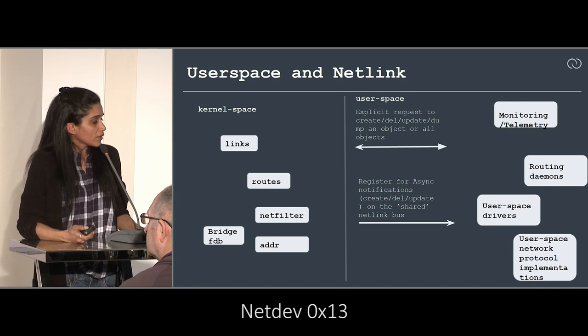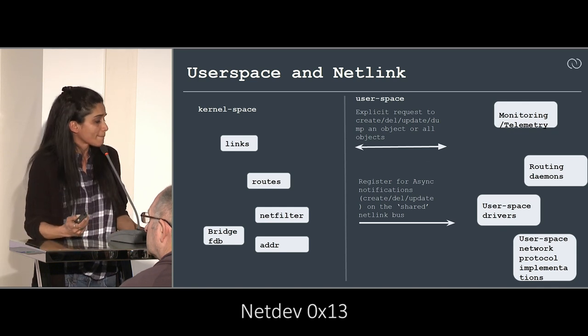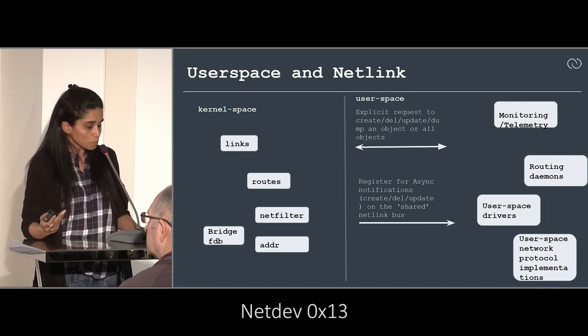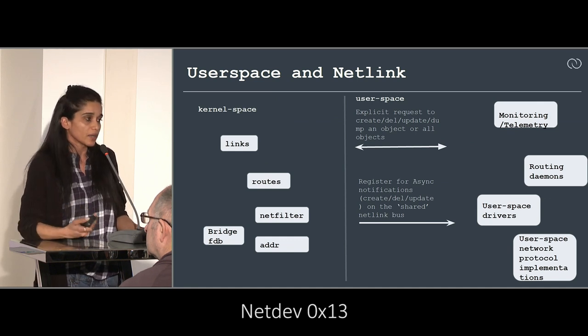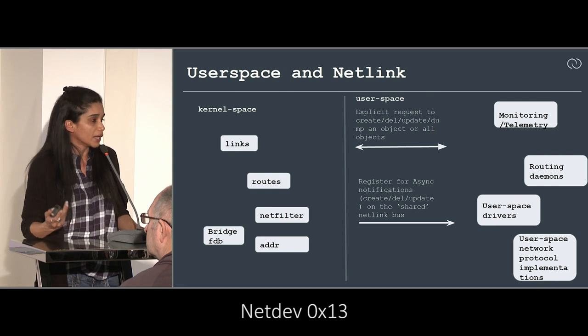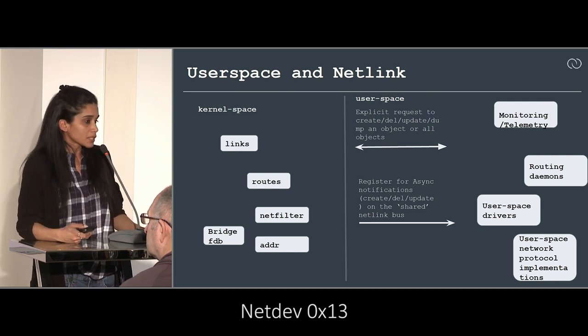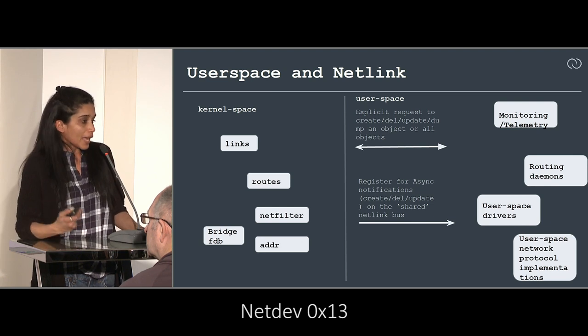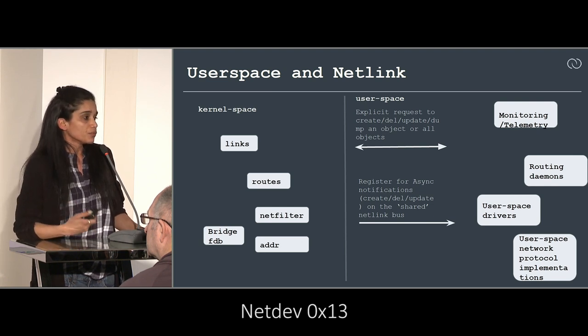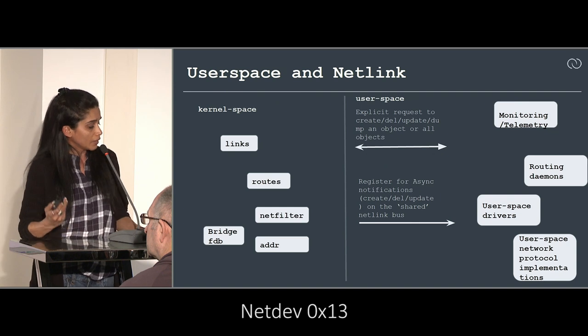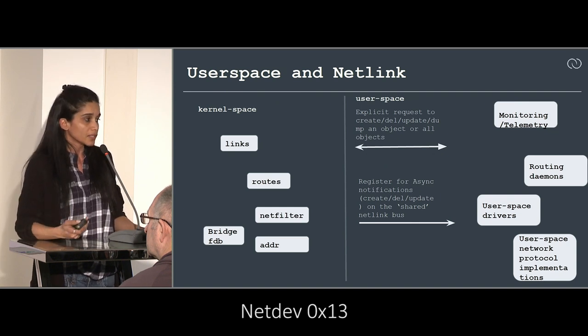So, a little bit on user space and Netlink. We all know user space can use one of these families and send a message to the kernel to create, delete, update an object, one object, or get all objects. And there is also another channel, which is for asynchronous Netlink notifications from the kernel. And this is usually a shared bus. The kernel writes to all the listener sockets.